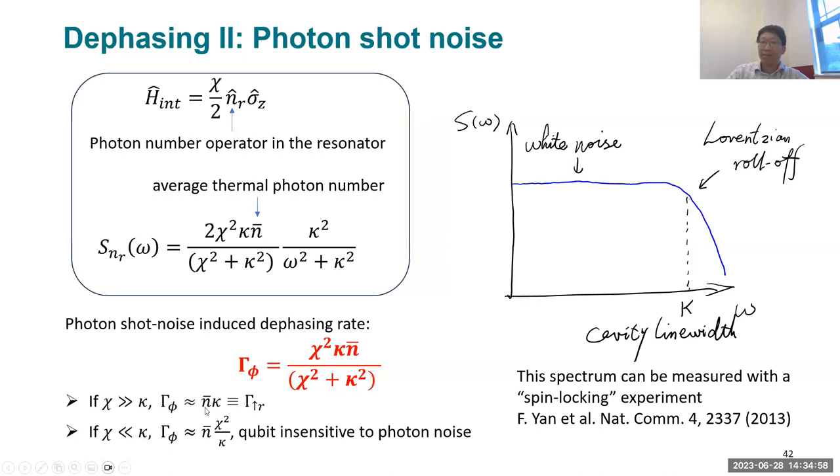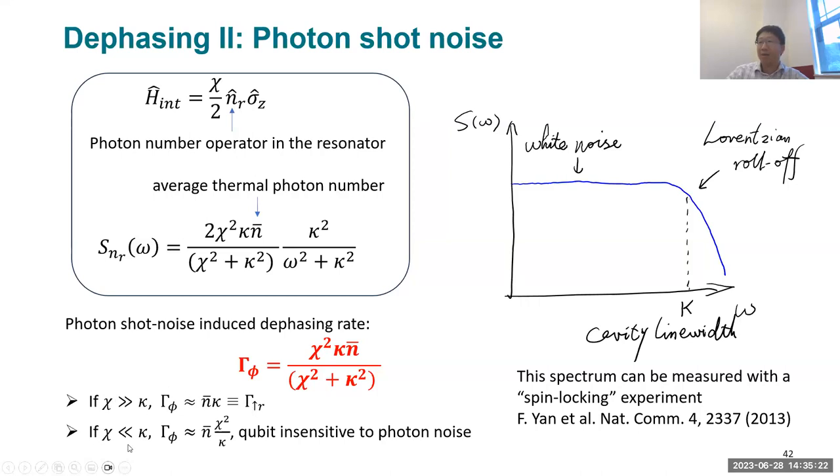N bar is the photon number in your readout resonator. Kappa is the line width of the resonator. And this is basically equal to the thermal excitation rate in your resonator. This statement is basically saying, every time you have a thermal excitation in your resonator, then it completely kills the phase of your qubit.